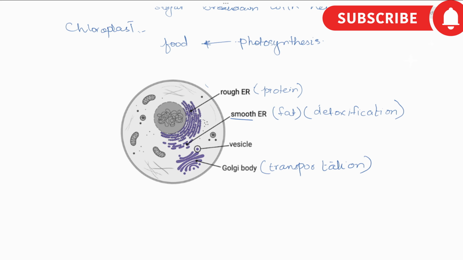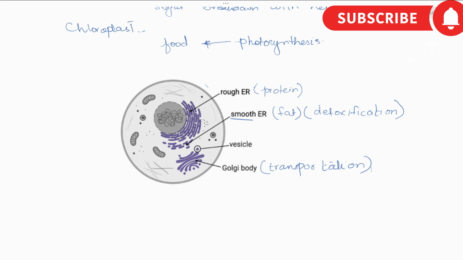We need them as eukaryotic organisms. We need the Golgi bodies. They actually transport the things. Now, what is their actual role? Let's discuss the Golgi body in detail. How do they do this?